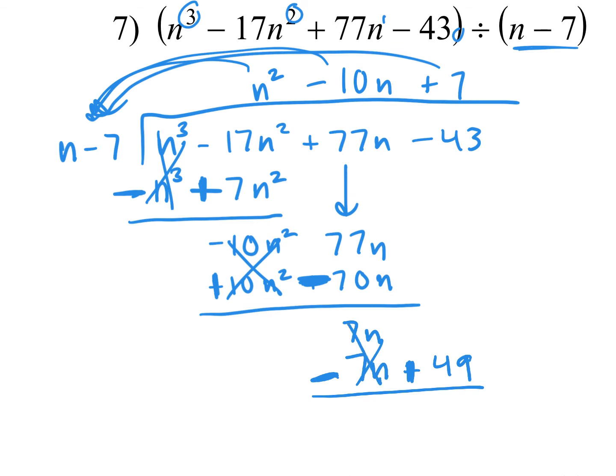So these cancel. What else do I have to do? Bring down the negative 43, and we get 6. And what do I do with that? That's the remainder. So my answer is n squared minus 10n plus 7, remainder 6.